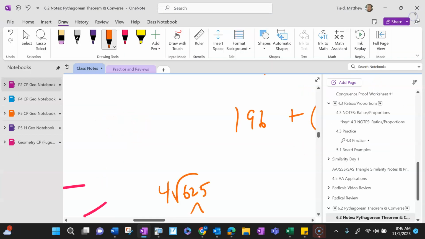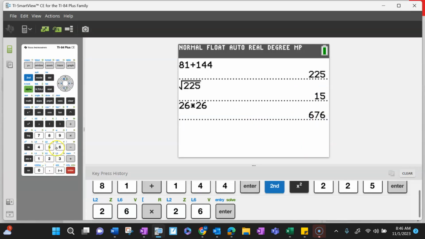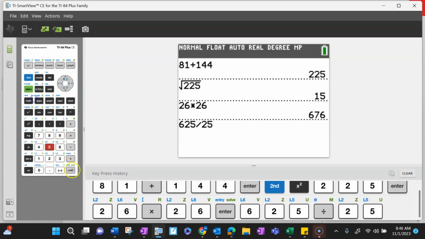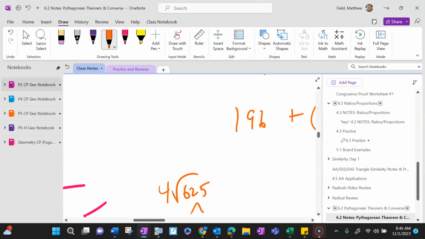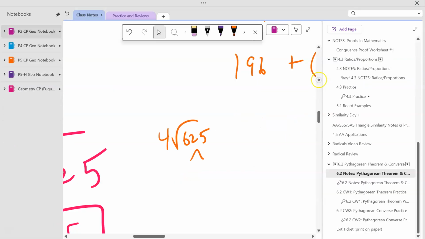So like, let's think, 625, I know 25 goes into it, so 625 divided by 25 looks like we get, well, look at that, 25. So it should be a perfect square. So that is one way to do it.